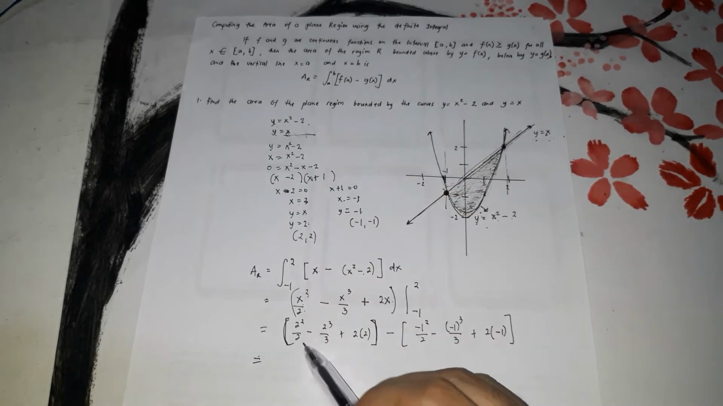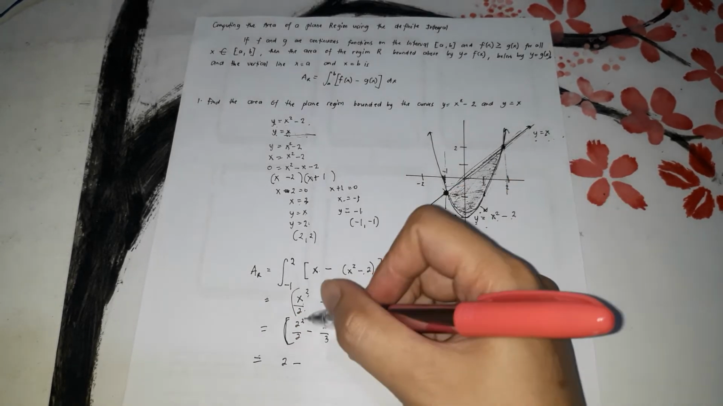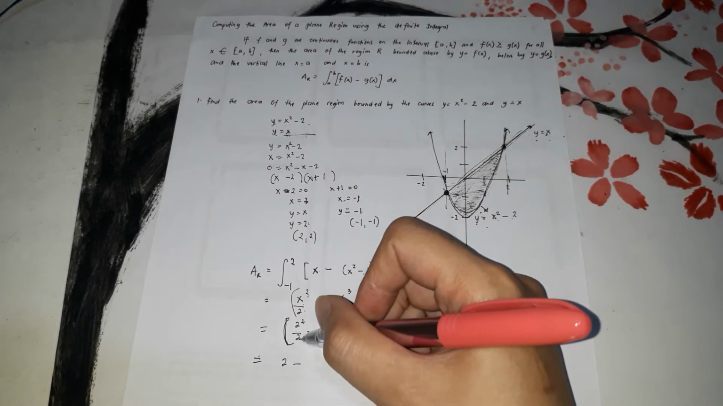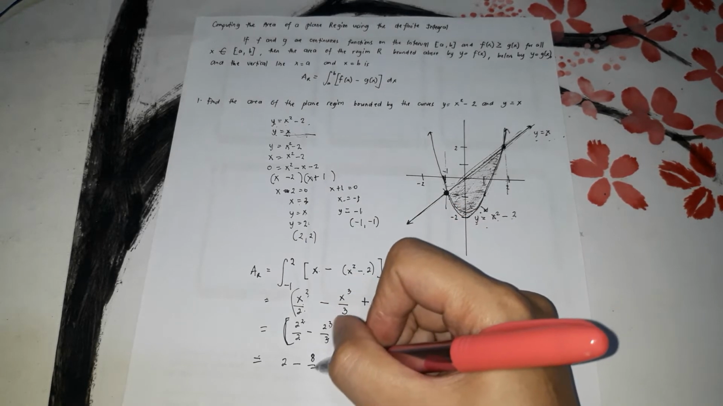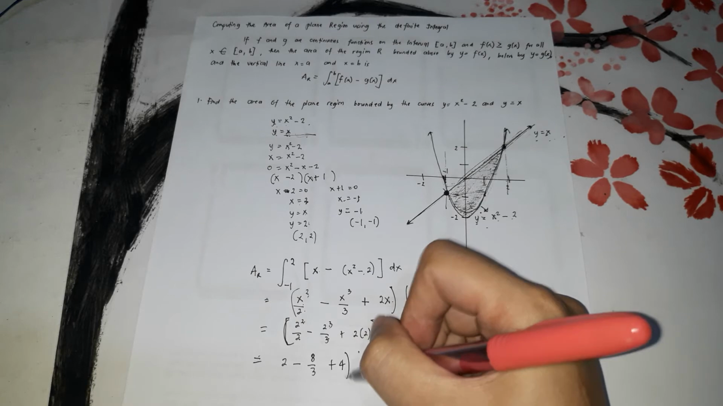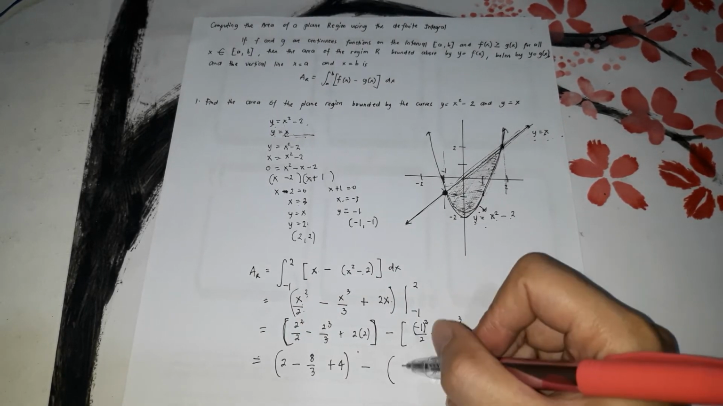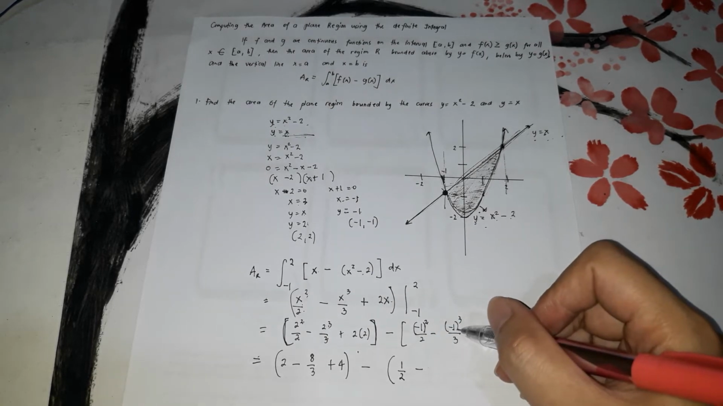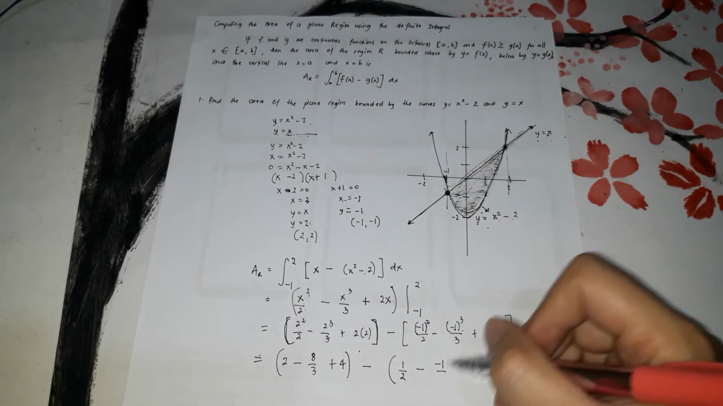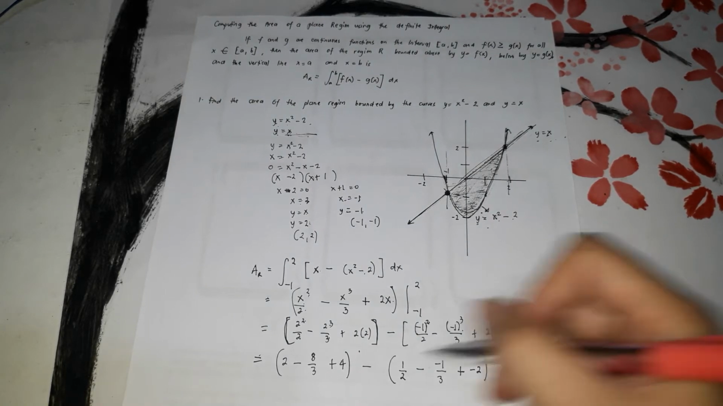So if you're going to solve this, the answer is 2 minus 2 times 2, 4 divided by 2, 2, minus 8 over 3 plus 4, minus, this will become positive 1 half minus negative 1 times negative 1 times negative 1 is negative 1 over 3 plus negative 2.